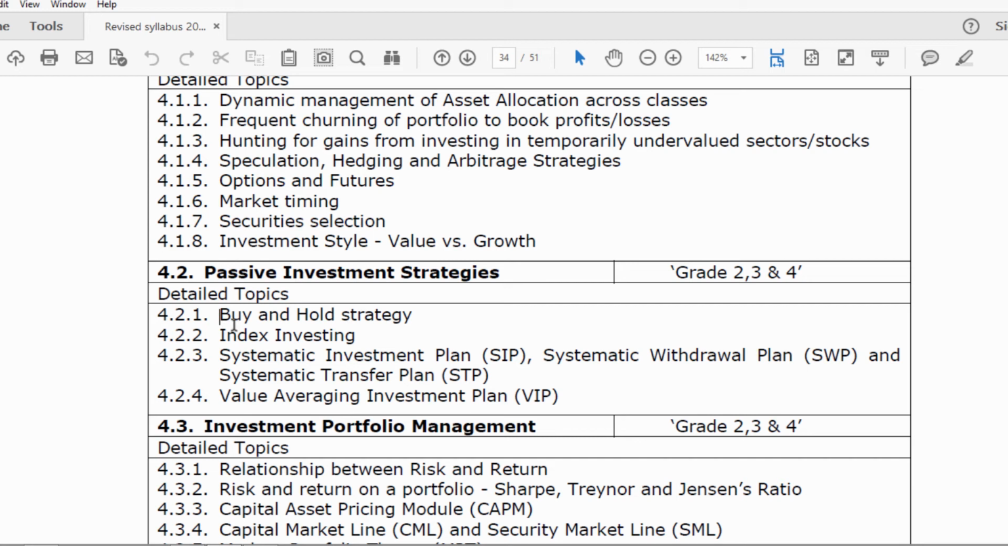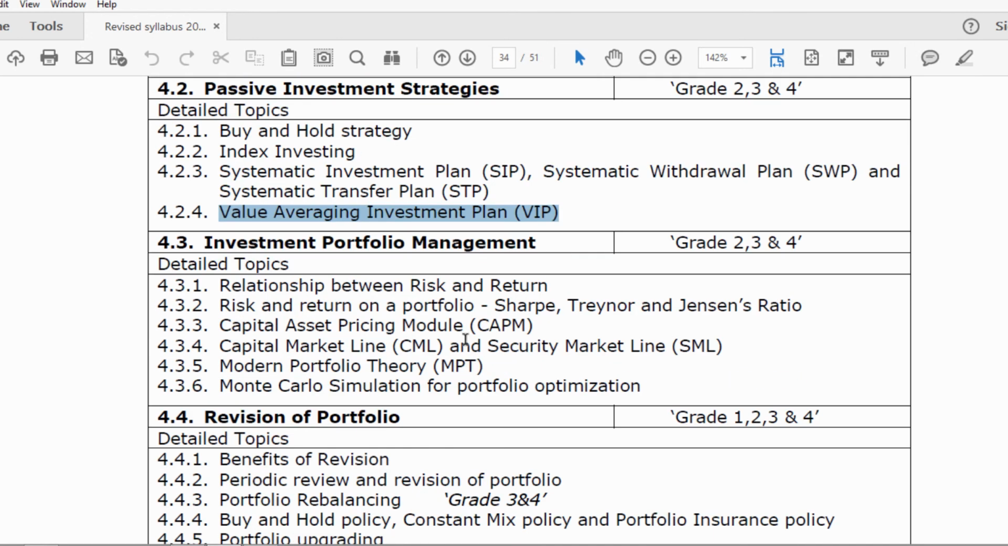Passive investment strategies, yes, this is very testable. Buy and hold strategy, then we have SIP, SWP and STP; you'll always find questions on this. And we have value averaging, and this value averaging goes up to the final level also. So this is important. Now, a very important topic from this section, section 4, is understanding the capital market line. Then post that, it is the capital asset pricing model.